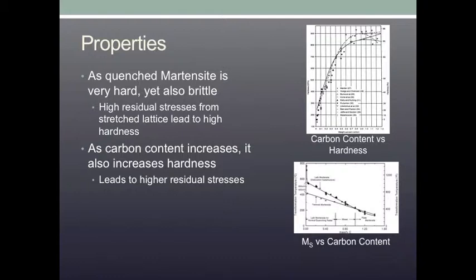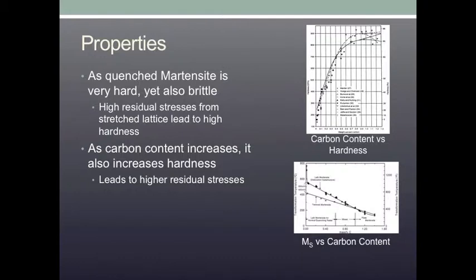As evidenced from the graph on the top right, the higher carbon content also leads to higher hardnesses. The higher the carbon content, the more and more tetragonal the crystal structure becomes as well. It also leads to a decrease in the martensite start temperature. This makes it more difficult to form as a result of the steel needing to be quenched to a lower and lower temperature.